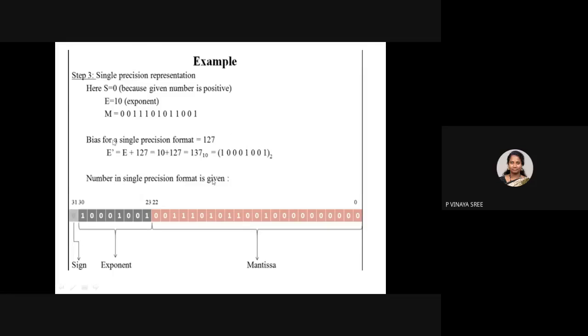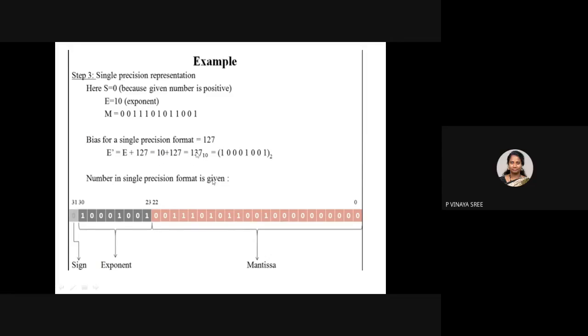Now, the bias for single precision format, as we just discussed, the formula for calculating bias is 2 power n minus 1, minus 1. Here n is the exponent bit count. In single precision, we have 8, so it will be 128. Minus 1, you will get 127. The exponent value is 10 here, so 10 plus 127, you will get 137.